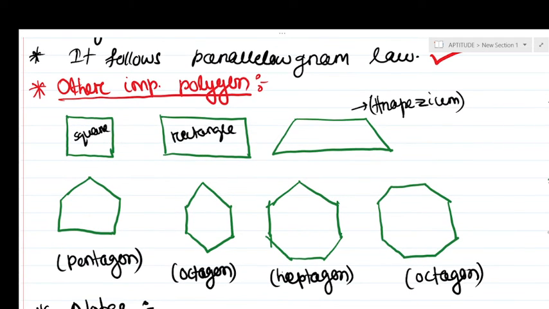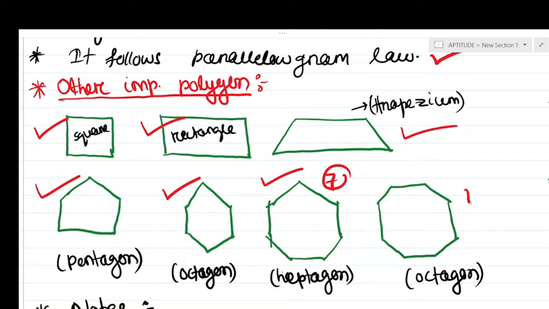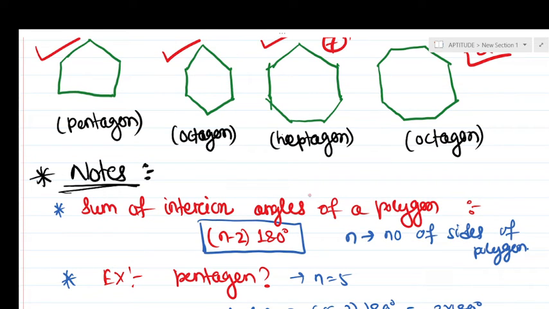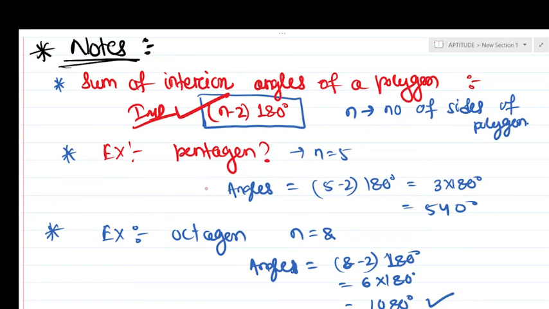And then some important polygons. See, there are the square, rectangle, and trapezium like this. The pentagon has five sides, the hexagon has six sides, the heptagon has seven sides, and the octagon has eight sides. Do you know how to calculate the interior angles of a polygon? It is (n minus 2) into 180. This is one important formula to keep in mind, where n is the number of sides of the polygon.